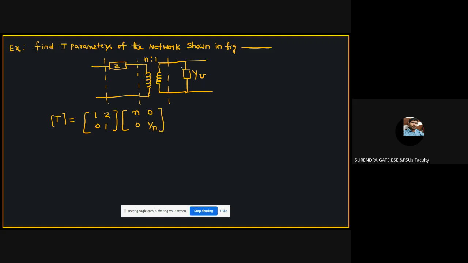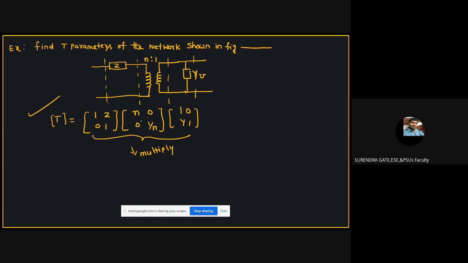If only Y is there, for the parallel branch, how can we write? That formula I also gave: 1, 0, Y, 1. Multiply all these and we can get the T parameters. That is the answer. If H parameters are asked, and only Z is there, how to write the H parameters? That you know. Then directly you multiply, and you can get the H parameters.